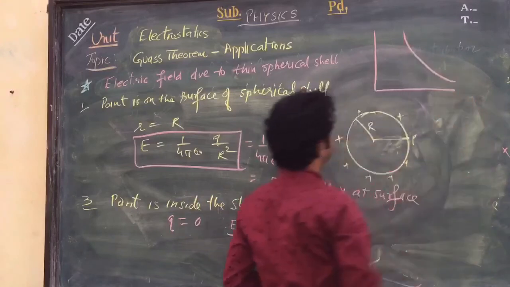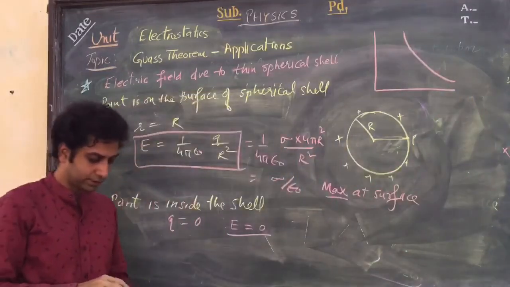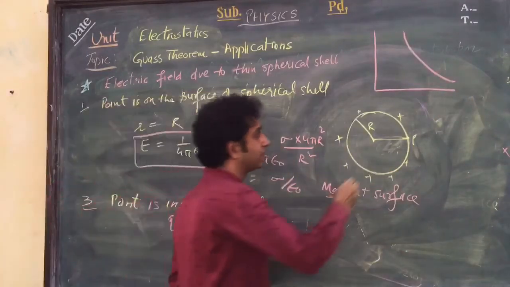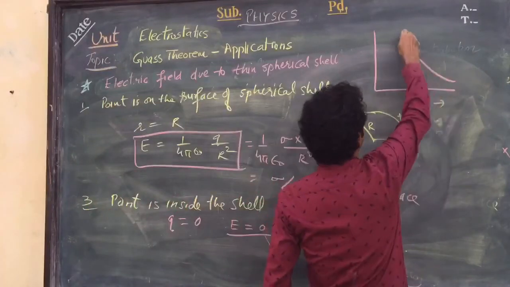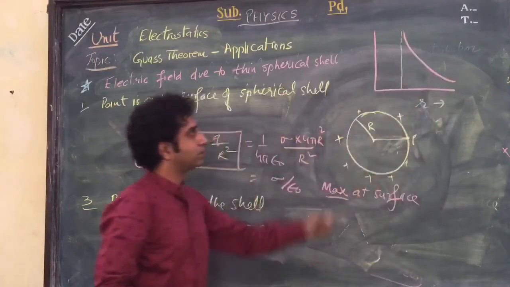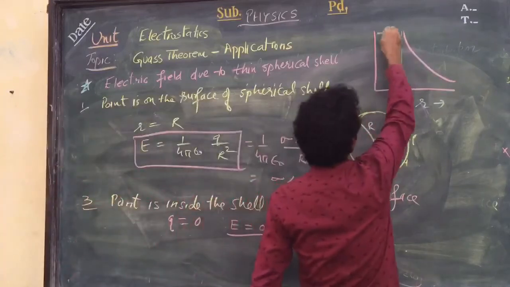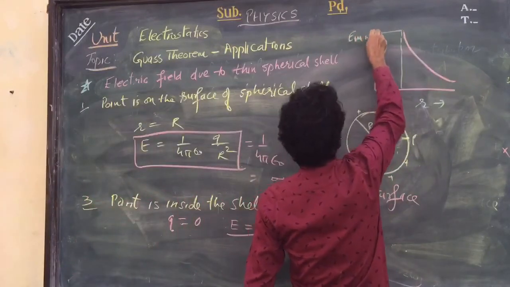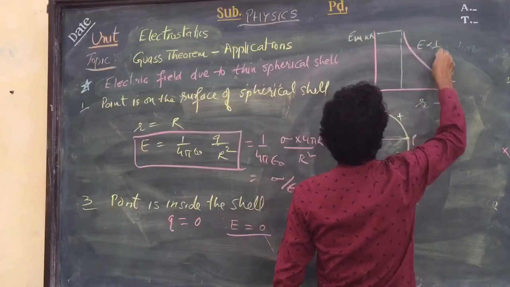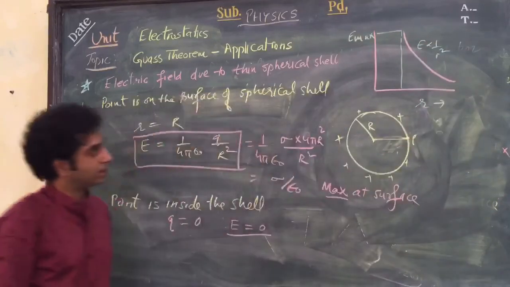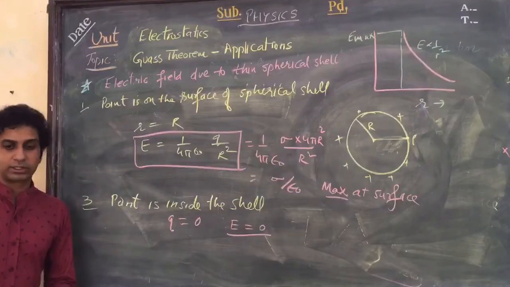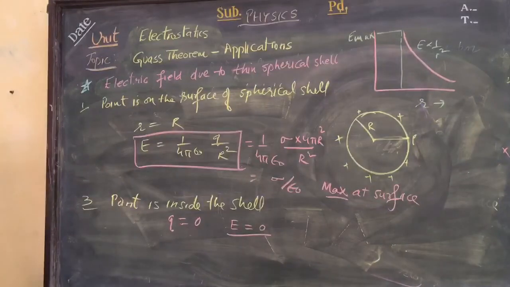On the surface it is maximum, and this axis is R. So on the surface it is the maximum value, and outside this is inversely proportional to r square. So this is a graphical discussion of the electric field intensity behavior.